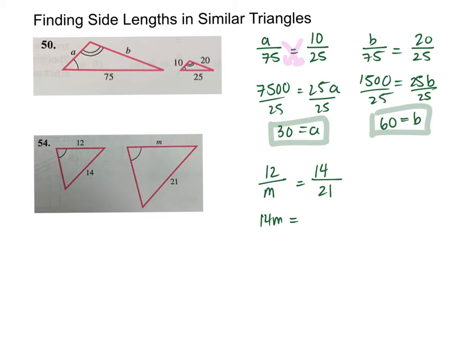12 times 21 is going to give me 252. Divide by 14. And M is equal to 18. And so M needed to be a length of 18. All right, let's do one more of these, or two more examples of these types of triangles, and then we are done for this journal.